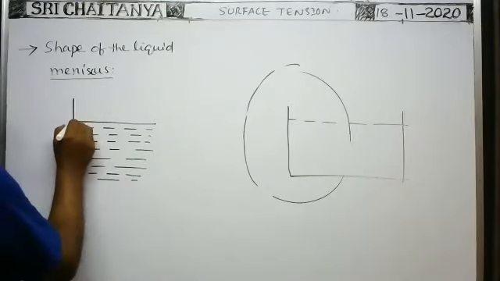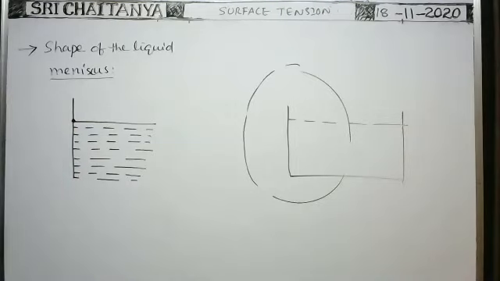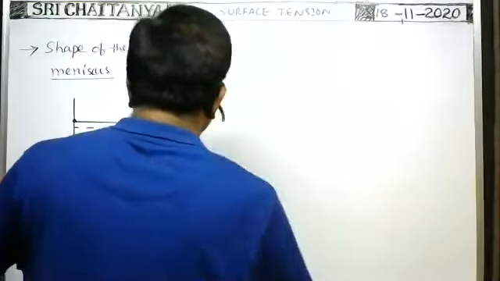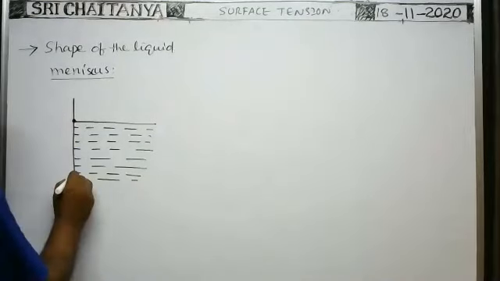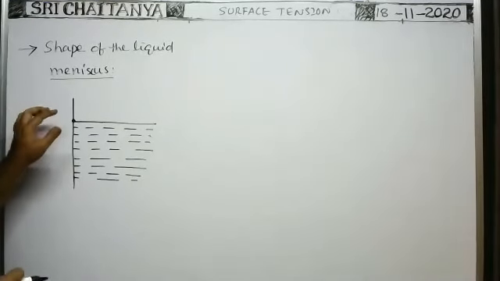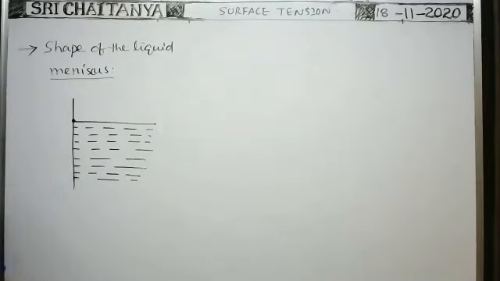Exactly at the point where the liquid surface is in contact with the solid, you consider a molecule on the surface of the liquid. What forces act on this molecule on the surface of the liquid in contact with the solid? Anybody? You respond in the chat box.